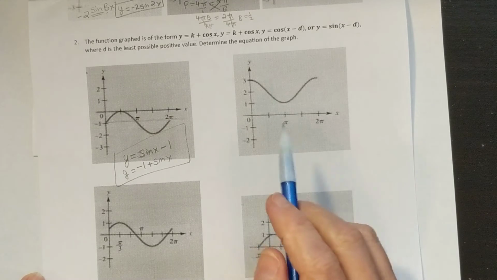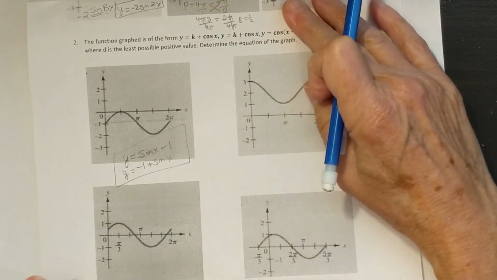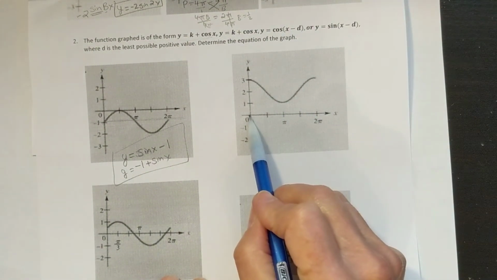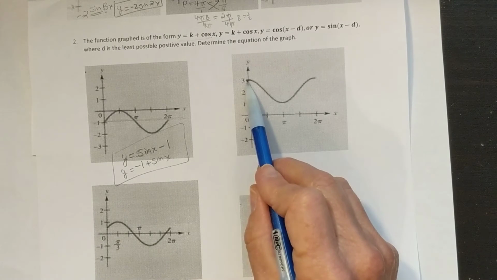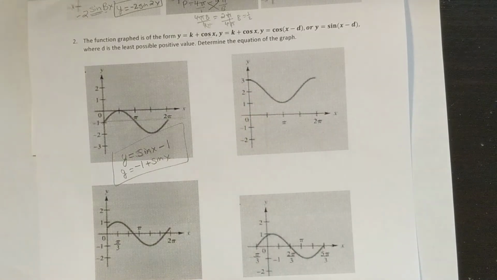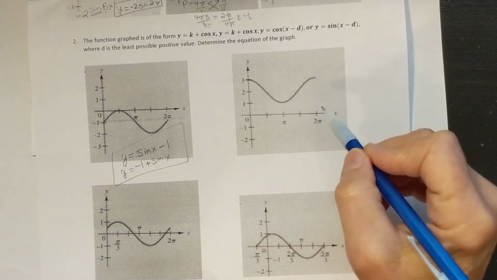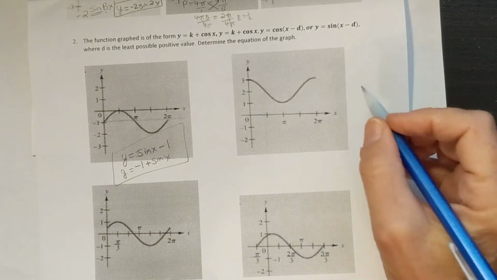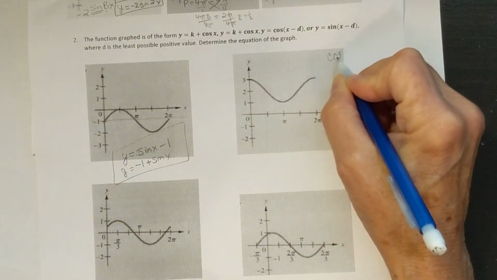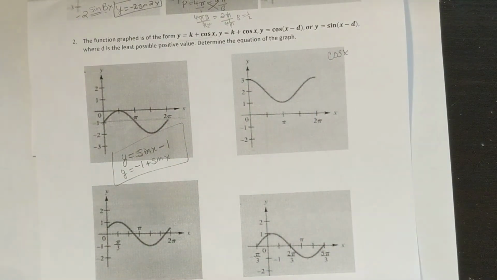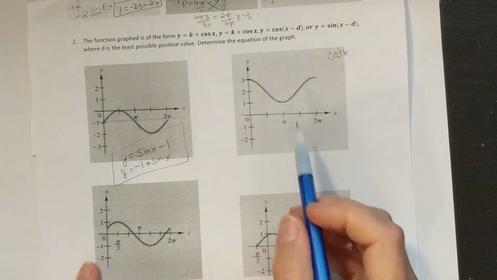All right, let's look at this guy right here. If we start at 0, it starts high at 3. What kind of graph do we know that starts high? Cosine. So this looks like a cosine to me. It took 2 pi to finish it. So this looks like a cosine graph. All right, but it starts at 3 and not 1. That's a little weird.